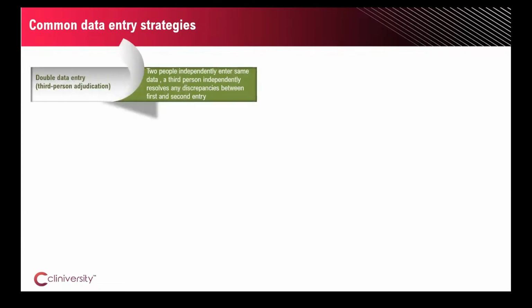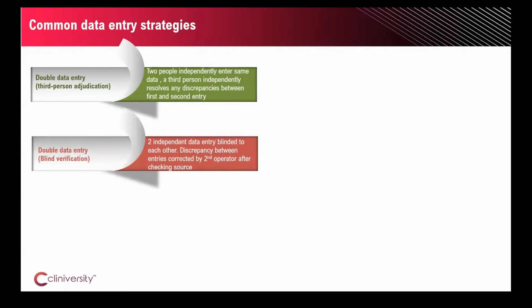What are some of the common data entry strategies? Data entry processes should address the data quality needs of the study. The first one is double data entry with a third person adjudication. Here, two people independently enter the same data and a third person will resolve the discrepancies between the first and the second person's data entry.